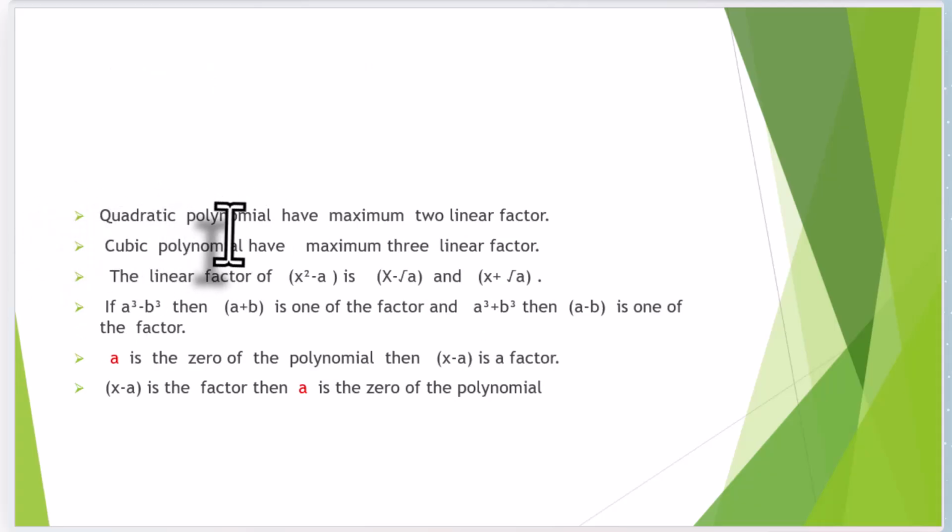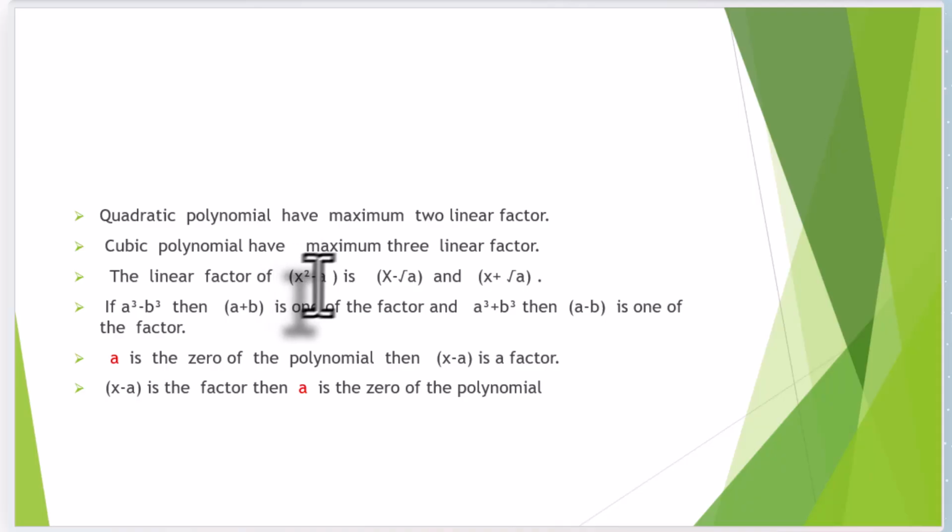Some important points about the factor theorem. A quadratic polynomial has a maximum of 2 linear factors. A cubic polynomial has a maximum of 3 linear factors. A linear factor means a linear polynomial, where the highest exponent of the variable is 1 only. The linear factors of x square minus a are x minus root a and x plus root a.